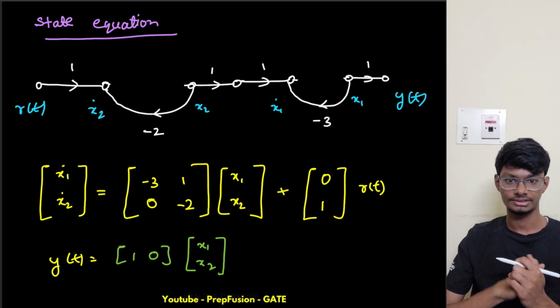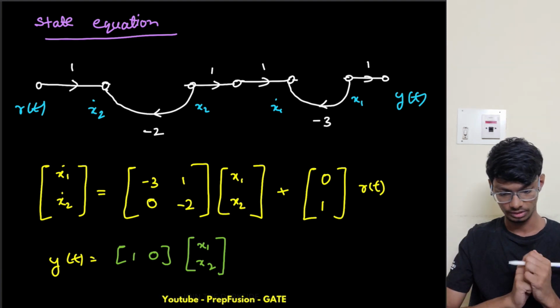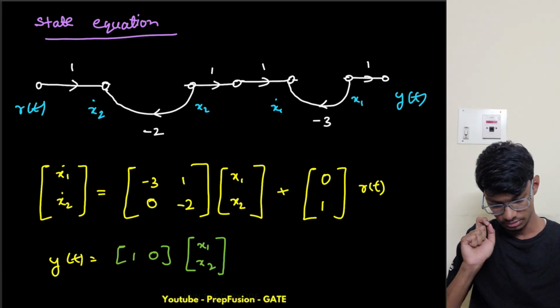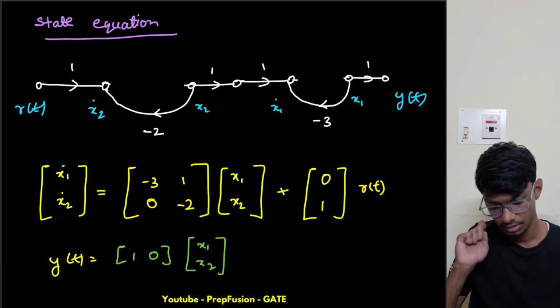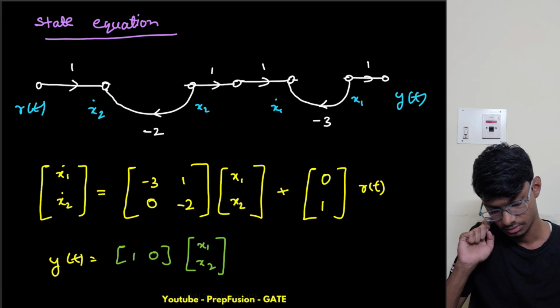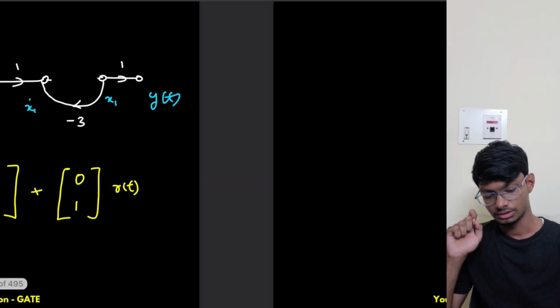So this is to keep note: my A matrix will not be in standard form, it will be weird. Just checking, x1 is coming from here, and x2 is also coming to here, and x1. Yeah, that is fine. Two variables. So this was it for this question.